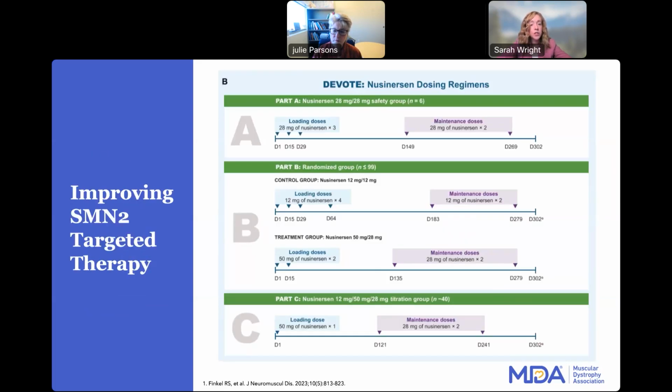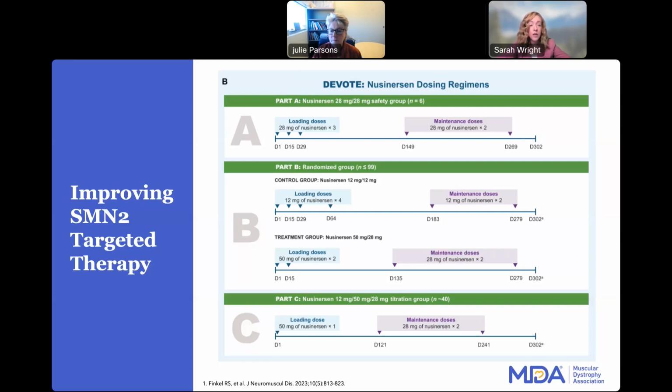So similarly, there's been a question of giving higher doses of nusinersen intrathecally to see if that can actually improve a patient's overall function. And so this has been the DEVOTE trial, and actually since making this slide, the company has released new data last week that's demonstrated some of the outcomes from parts A, B, and C of this trial. And I just want to highlight part C, where for those patients who've already been on nusinersen at the standard dose, they are now getting a one-time loading dose of 50 milligrams at their 4-month mark, and then continuing on a higher dose of 28 milligrams every 4 months.